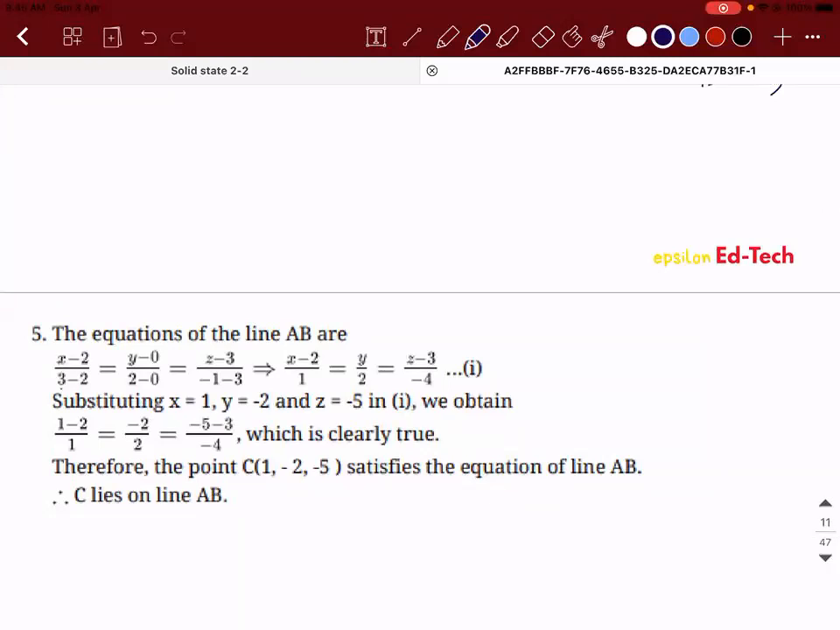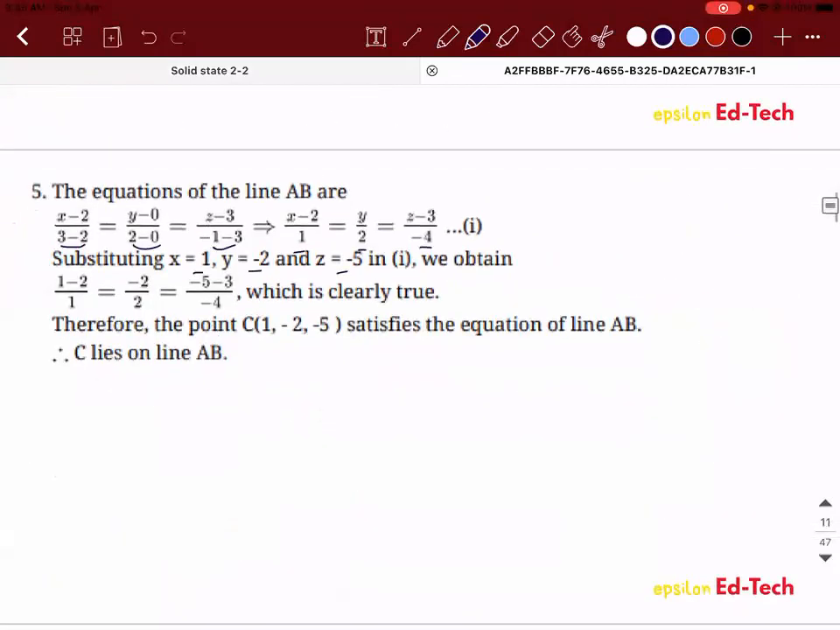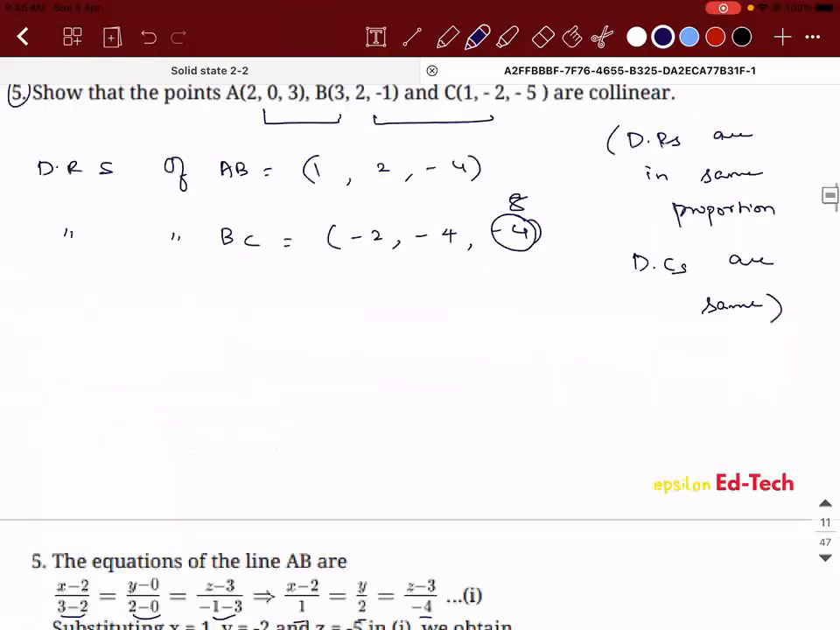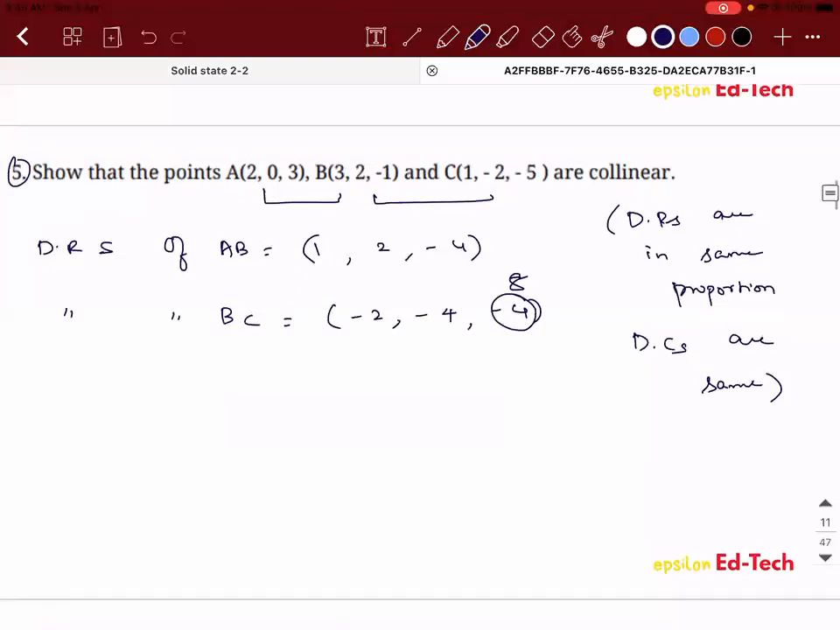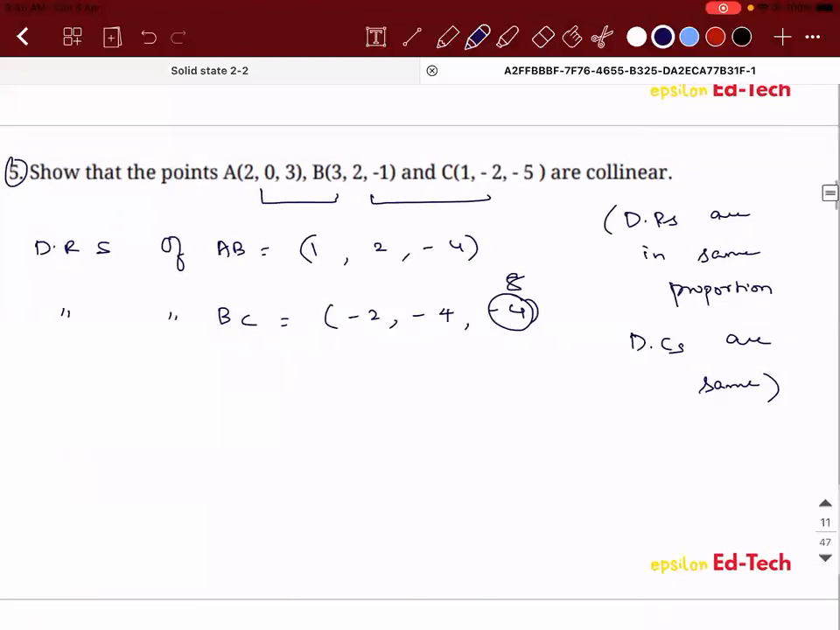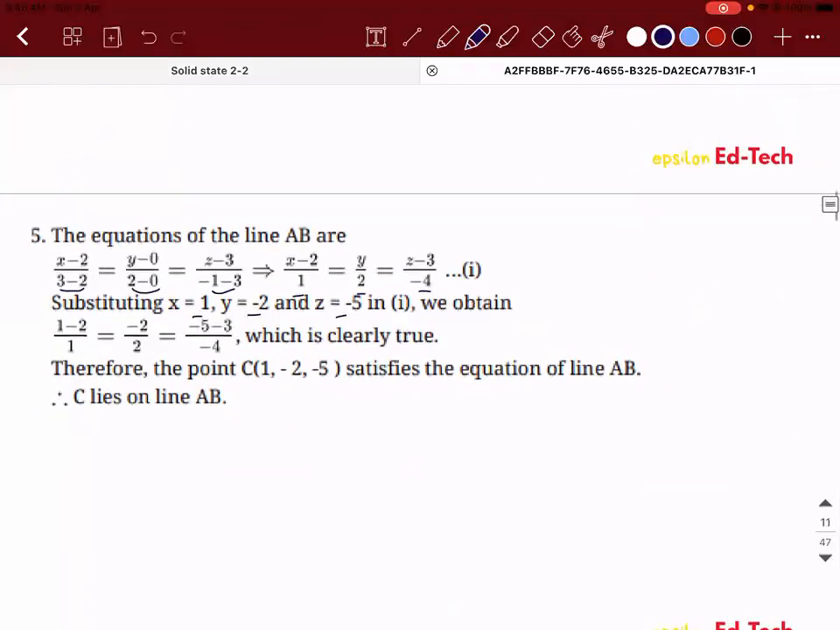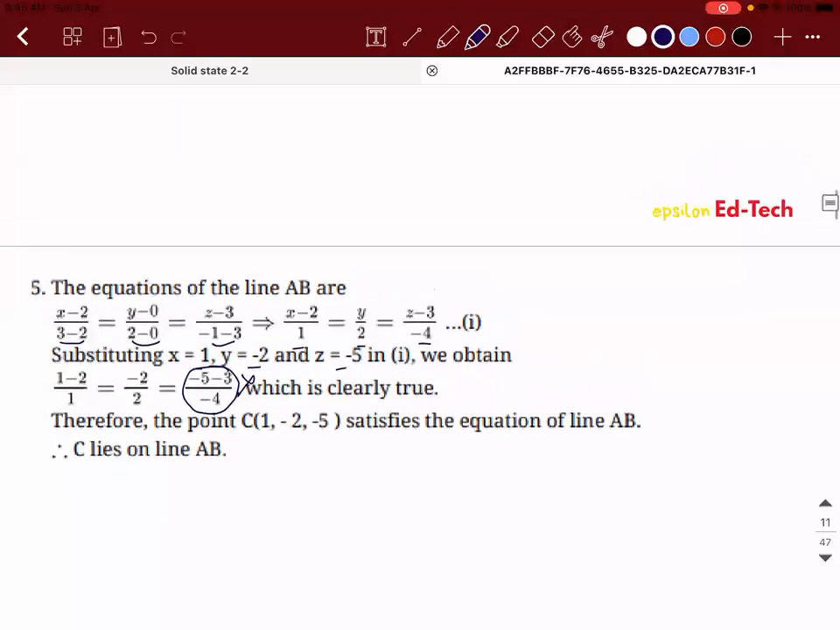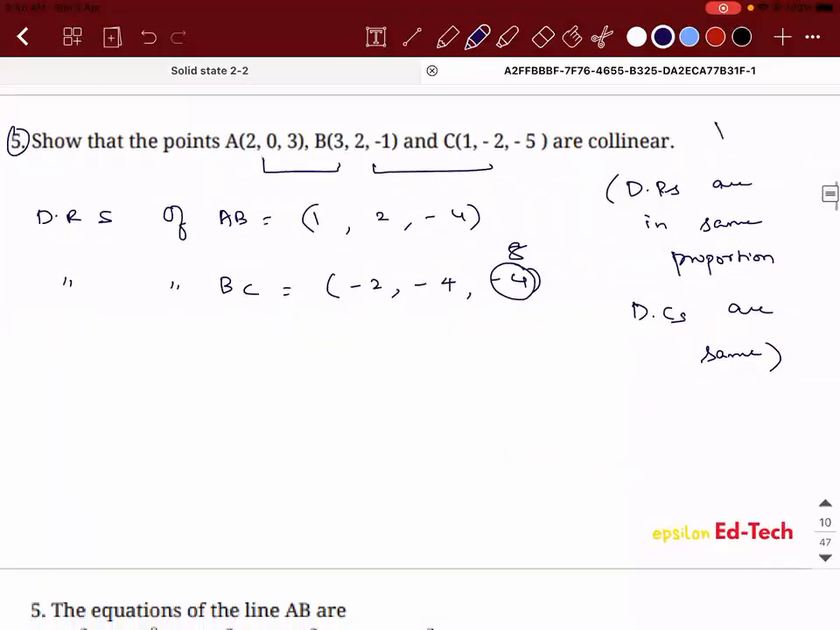So x minus 2 divided by 3 minus 2, 2 minus 0, so there's minus 1, 2, minus 4. Substituting 1 minus 2 and minus 5. Sir, minus 5 minus 3 is minus 8, sir. Minus 8 divided by minus 4 would be plus 2. Where is it in the solution, sir? 1 minus 2 by 1, minus 1. So this is actually not equal. Yeah, this is wrong. So this question is wrong actually.